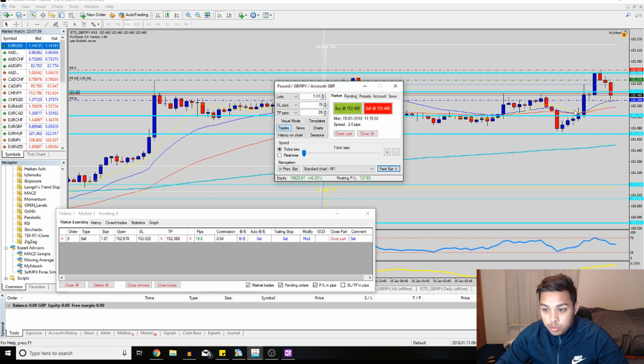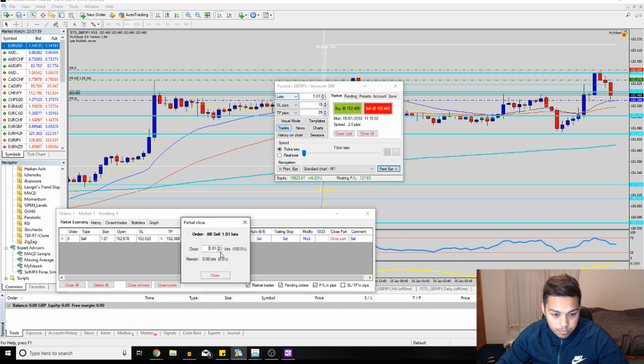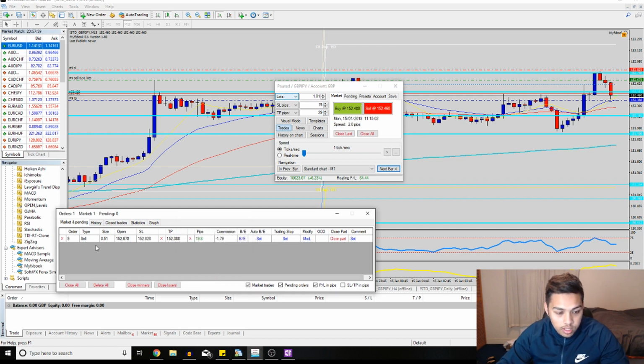Because it's 11:15 here, I'd probably wait for the next 15-minute candle before making any decision on going long or taking profit. But if you wanted to be safe, you could take half your profits out now. I'll show you how to do that. With this trade open here, you can close part, and then you put in 0.5 lots. You close that, and as you can see, the size is halved, the profit is halved, and the profit is being banked here. And go next bar, next bar.